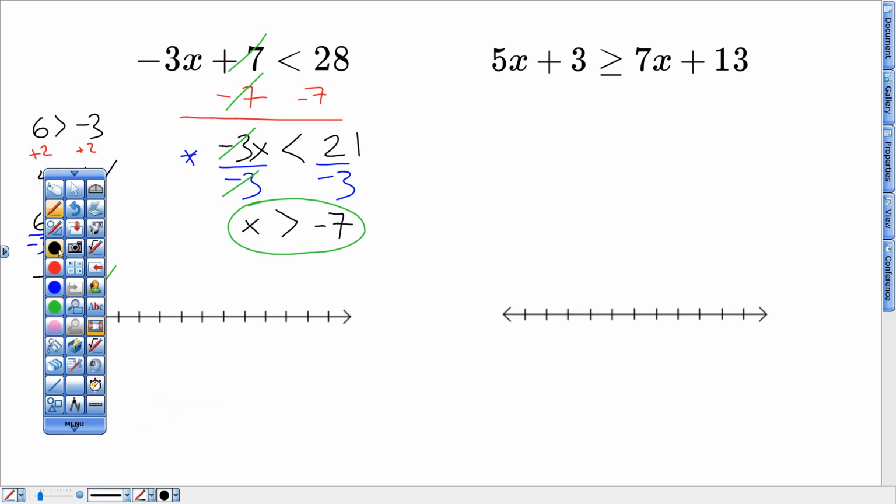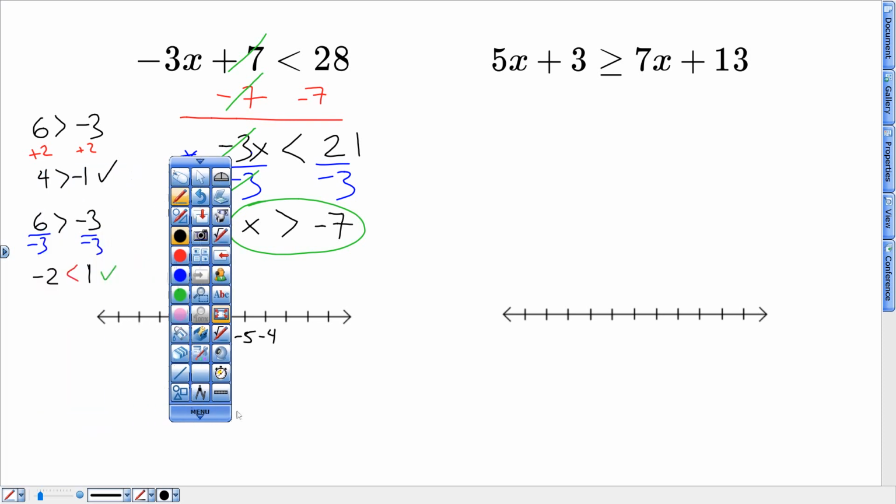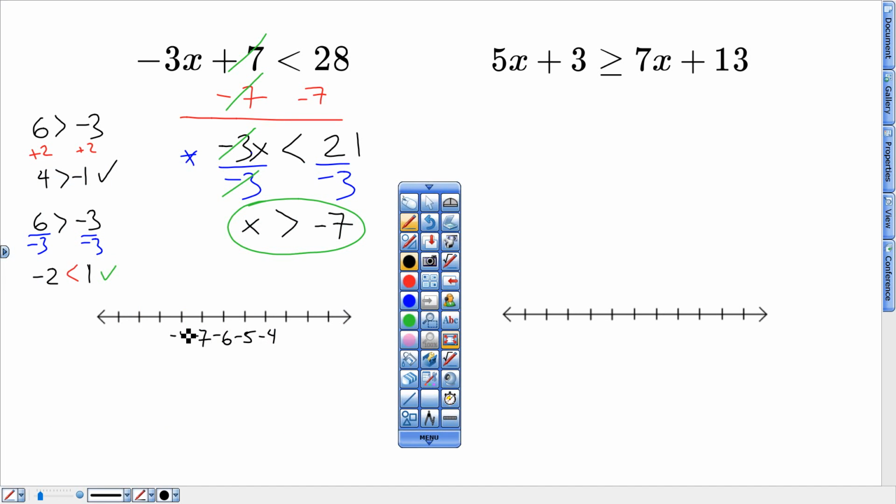So for this one, now it's more than negative 7, and this is a tricky one. Negative 7 to the right is negative 6, negative 5, negative 4. To the left is negative 8, negative 9, negative 10. Practice your number line fundamentals. Then open circle on negative 7. More than is always to the right. Doesn't matter, positive or negative, more than is to the right. This is more than. It started with a less than look, but because I divided by negative 3, it switched around to more than.